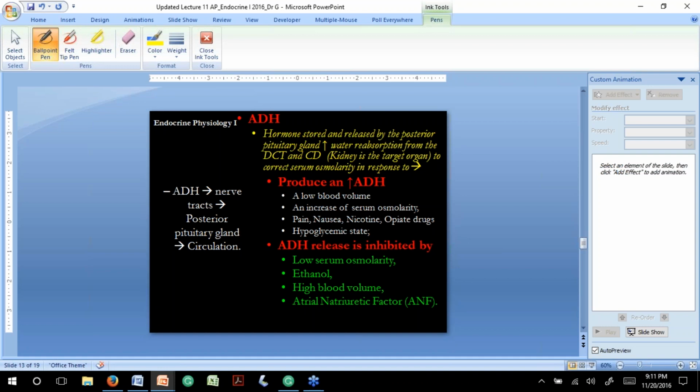Where are they coming from? They are coming from the hypothalamus. So the hypothalamus produces the oxytocin, produces the ADH, and this ADH and oxytocin are deposited in the neurohypophysis. And an additional stimulus is going to produce less or more ADH according to the needs of the patient.